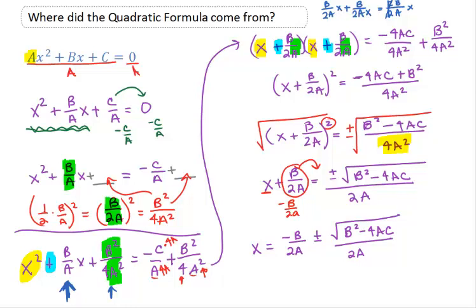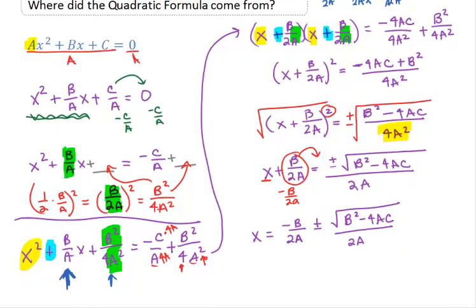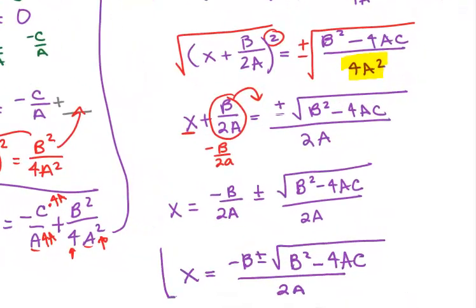Now, I pretty much have the quadratic formula at this point. All I have to do is just combine these fractions, and since they have a common denominator, that makes it real easy to do. I have x equals negative b plus or minus the square root of b squared minus 4ac all over 2a. And that is my quadratic formula.